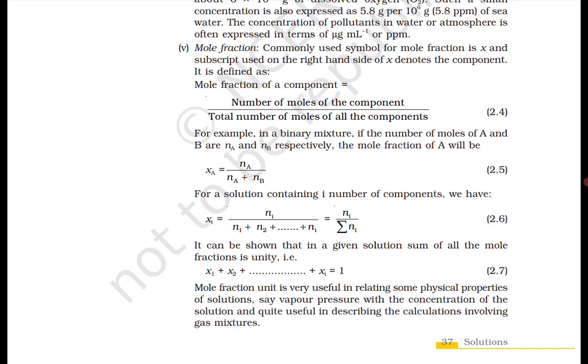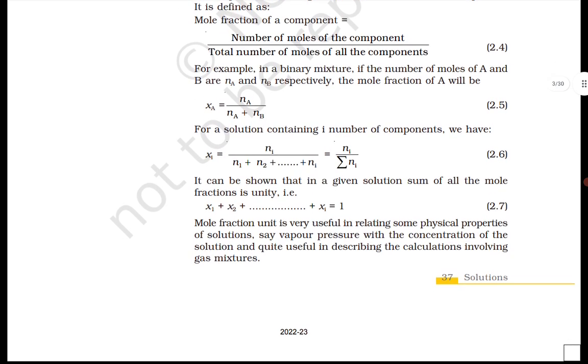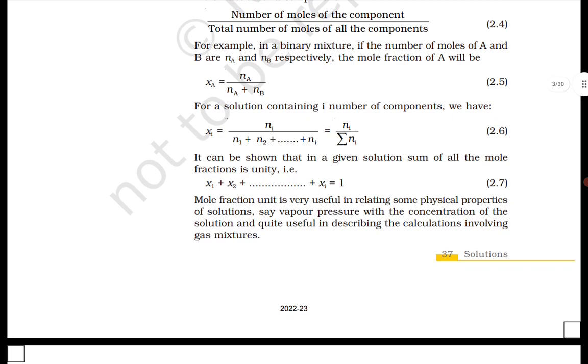2.5. For a solution containing i number of components, we have xi equals ni by n1 plus n2 plus n3 plus ni, equals ni by summation of ni. It can be shown that in a given solution, the sum of all the mole fractions is unity, that is x1 plus x2 plus up to xi equals 1.